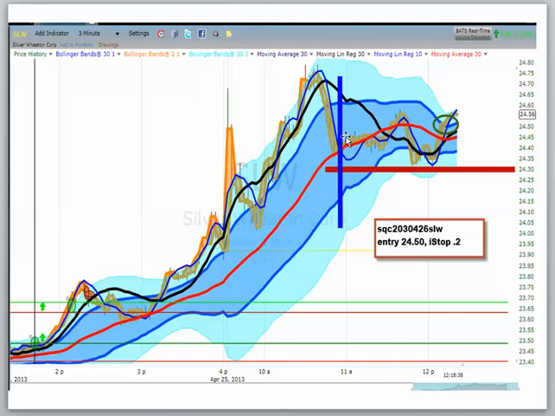This thing stabilizes and gets into a sideways quiet channel here inside the river. When it makes a double bottom here at the bottom of the river, and is starting to leave the river once more after a true sideways quiet channel entry, we go ahead and frame that up, and we get another entry at 24.50 with a 20-cent initial stop, and it's lather, rinse, repeat once more.